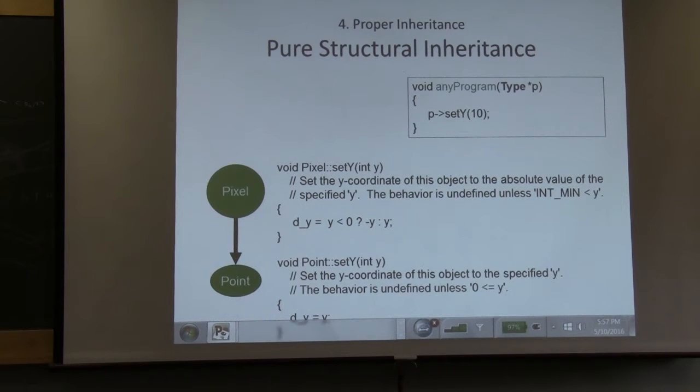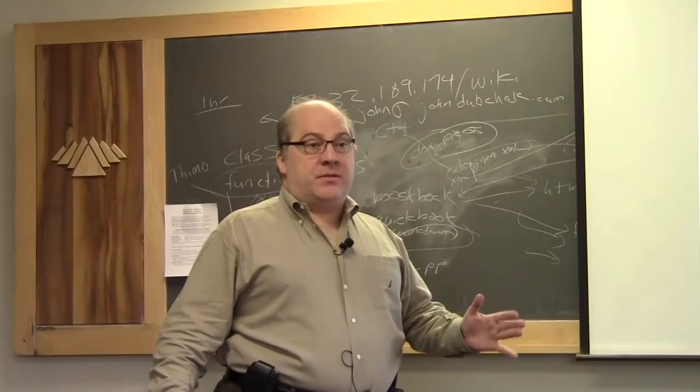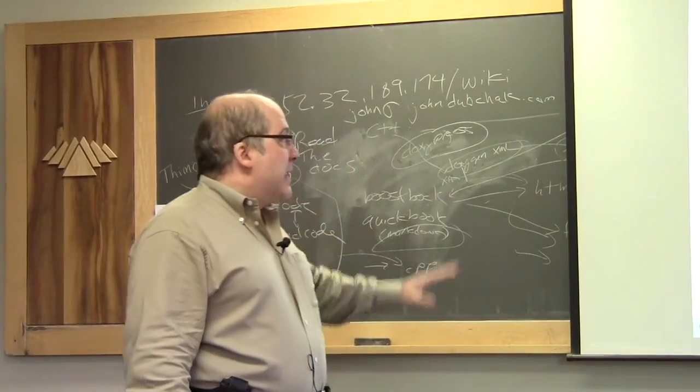Now, how about this one? This says, if I set it from the base class, I'm going to set it to whatever value came in. But there's a precondition that said I'm not allowed to pass in a negative value. And in the derived class, that precondition is reduced to anything but int min, and it'll put in the absolute value. Is this OK? Yes. I heard that yes very quickly, loud and clear. Do we all agree that this is OK? Because it's substitutable. At least it appears to be. So that's not a problem.